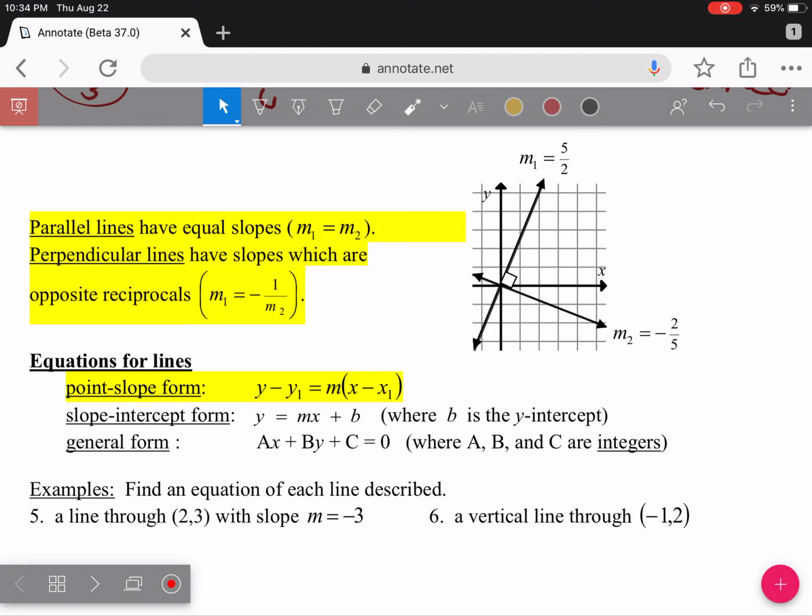Okay. Now, one thing to remember is that parallel lines have equal slopes, meaning if one of them has a slope of 1/2, the other parallel line is also going to have a slope of 1/2.